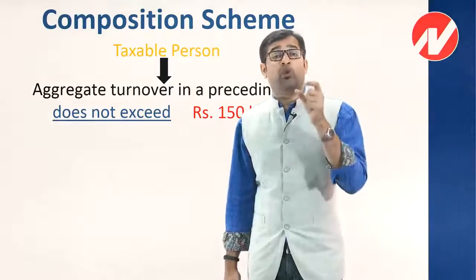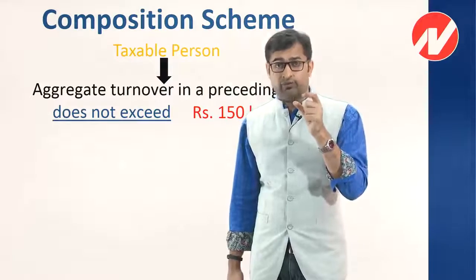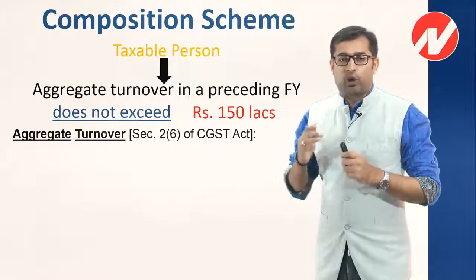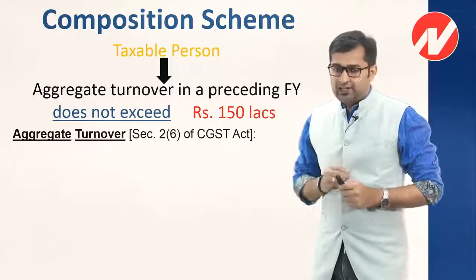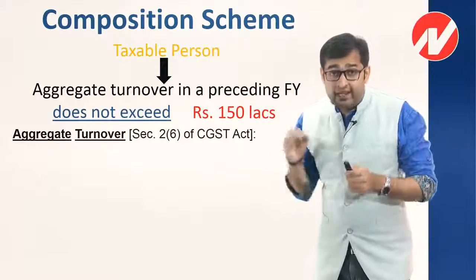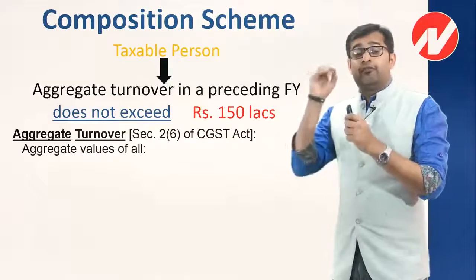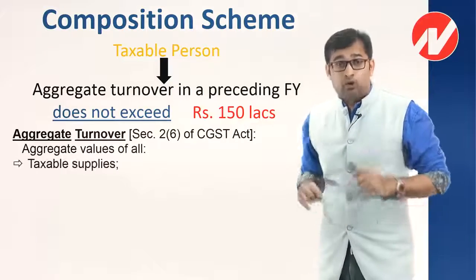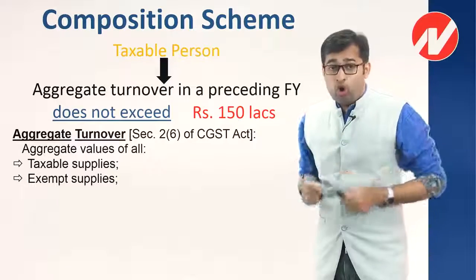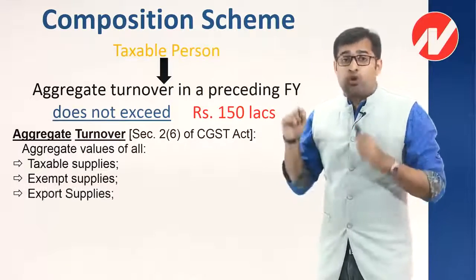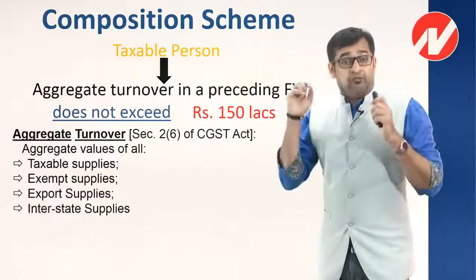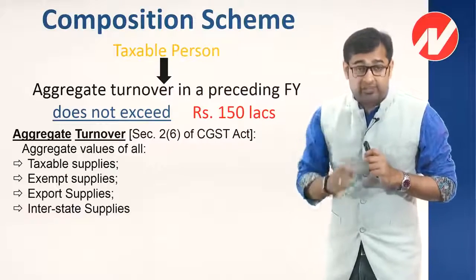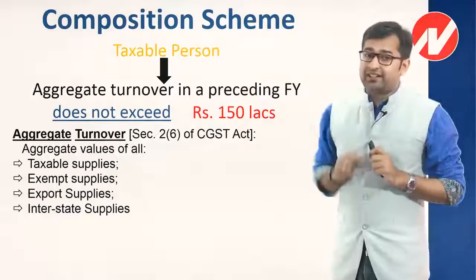So let us try and talk about the actual meaning of the term aggregate turnover, friends. The term aggregate turnover has been defined under section 2 subsection 6 of CGST Act, and that very clearly says aggregate turnover means aggregate value of all taxable supplies, all exempt supplies, all export supplies and all interstate supplies. Very important, friends: aggregate values of all taxable supplies, exempt supplies, export supplies and interstate supplies.